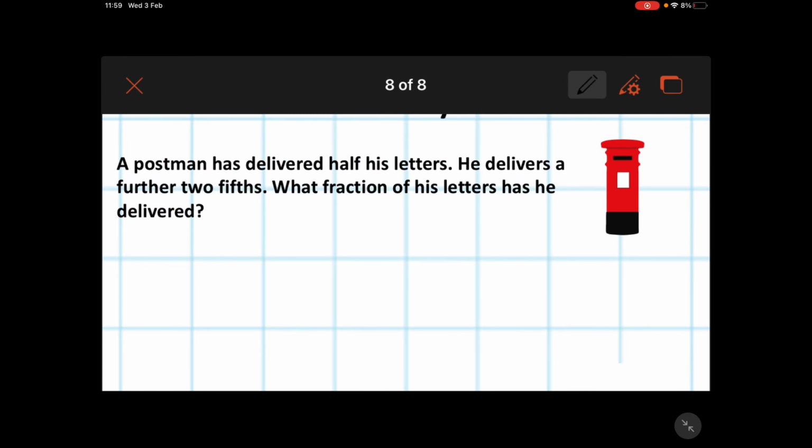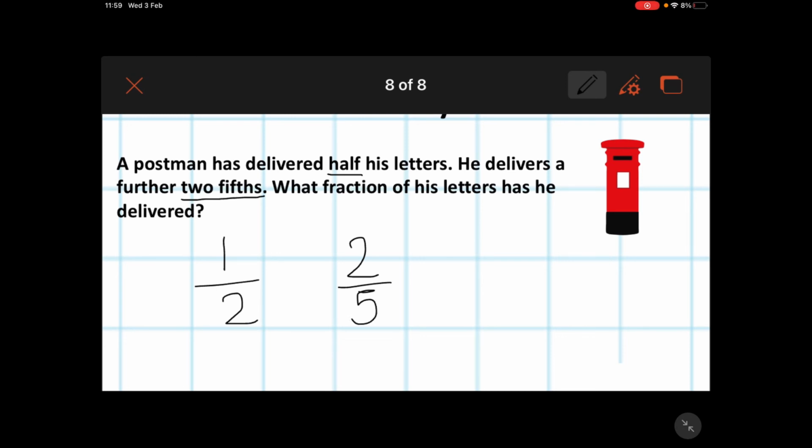Okay, finally, let's have a look at the final question. A postman has delivered half his letters. He delivers a further 2/5. What fraction of his letters has he delivered? So let's pull out some of the important information. So we know the postman delivered half his letters and then a further 2/5. So if we write those fractions down, half and 2/5.